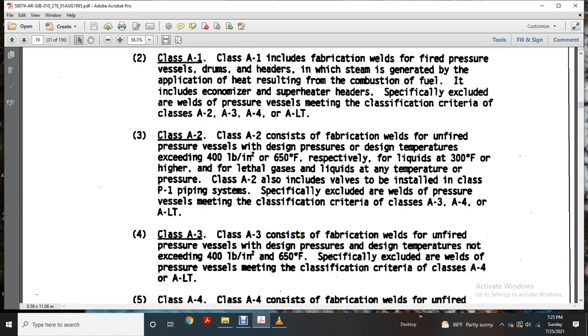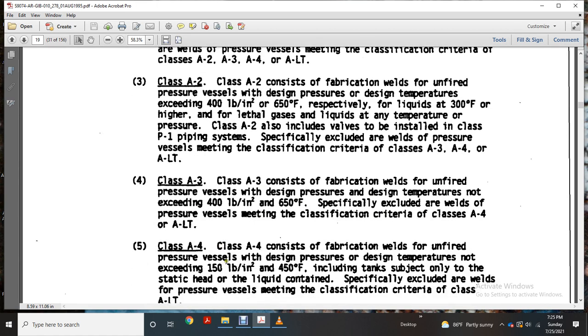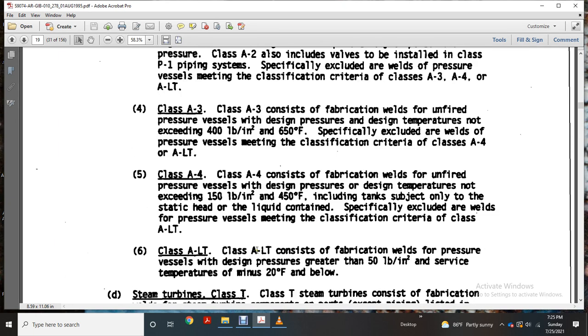Class A3 consists of the fabrication welds of unfired pressure vessels with the design pressure and design temperature not exceeding 400 pounds per square inch and 650 degrees Fahrenheit. Specifically excluded are welds of pressure vessels meeting the classification criteria for A4 and A limited. Class A4 consists of the fabrication welds of unfired pressure vessels with the design pressure and design temperature not exceeding 150 pounds per square inch at 450 degrees Fahrenheit, or tanks subject only to the static head of liquid contained. Specifically excluded are welds of pressure vessels meeting the classification criteria of A limited.